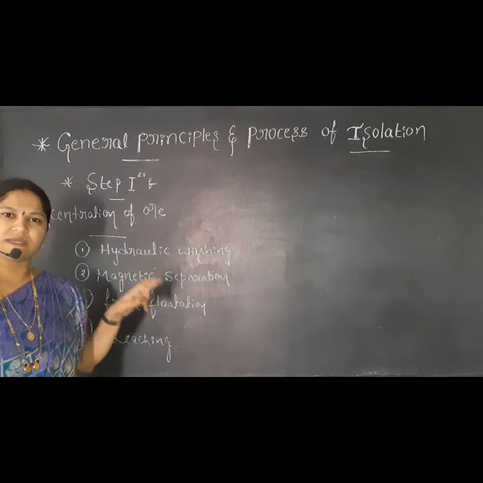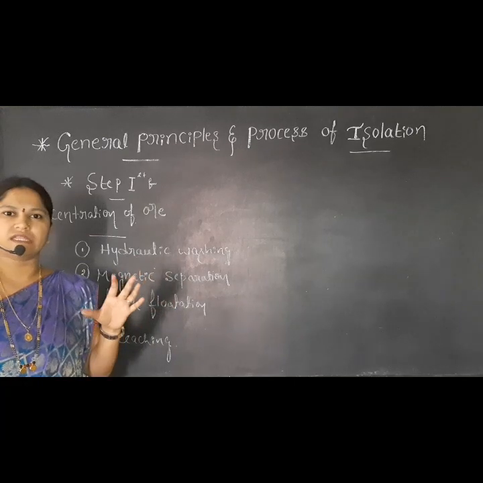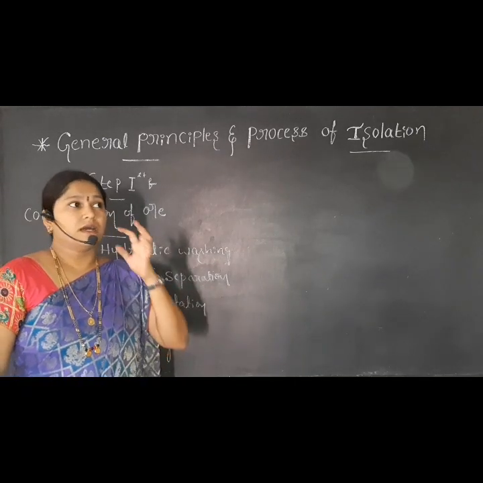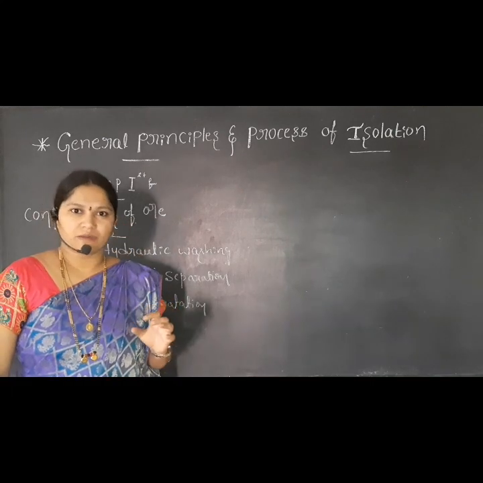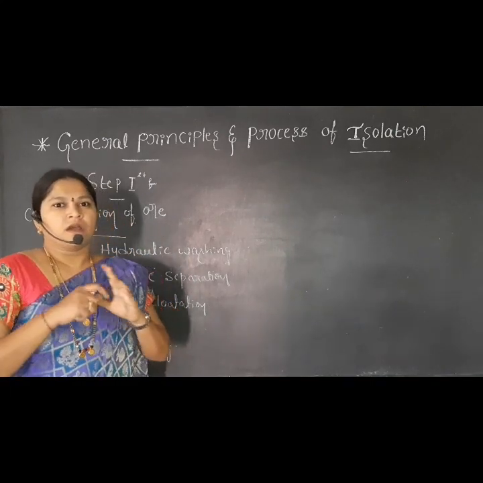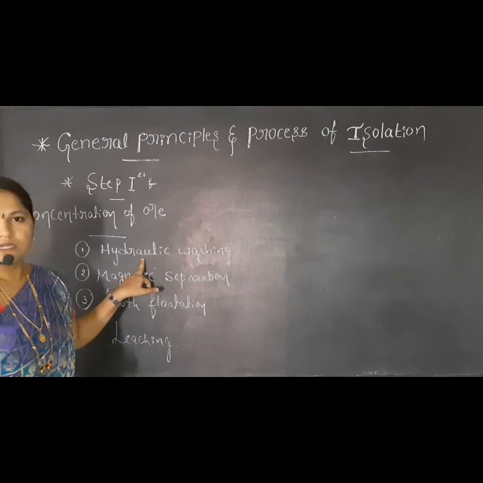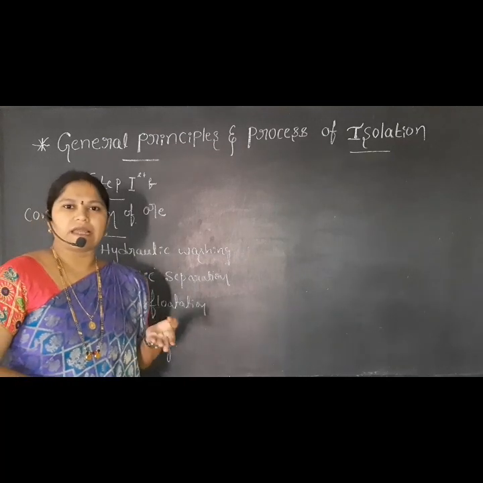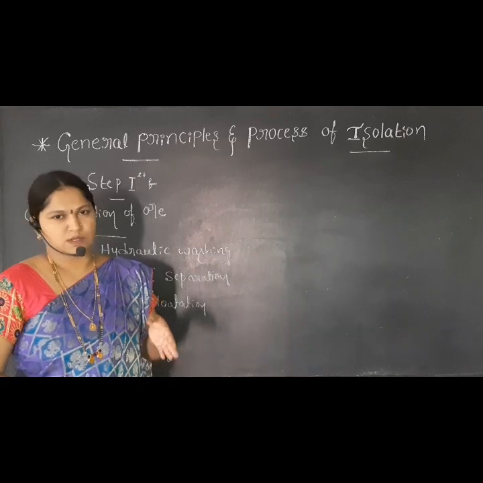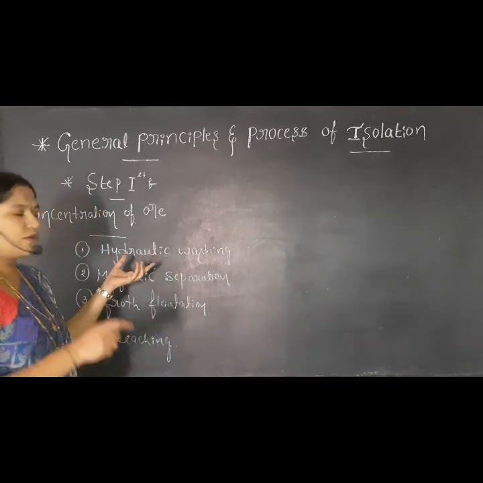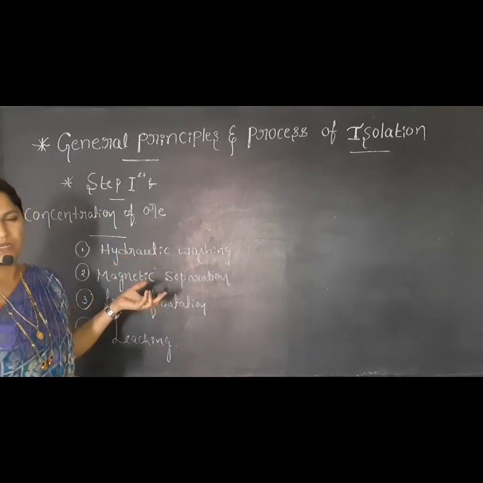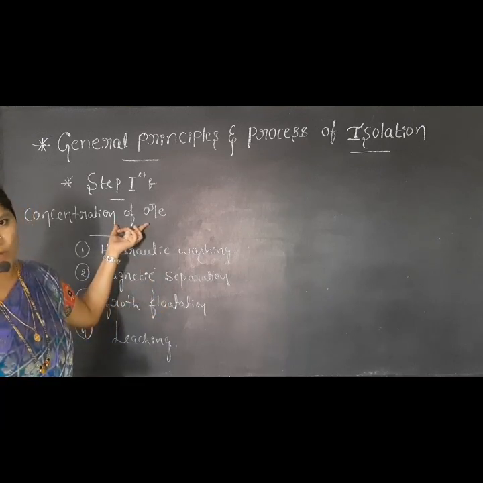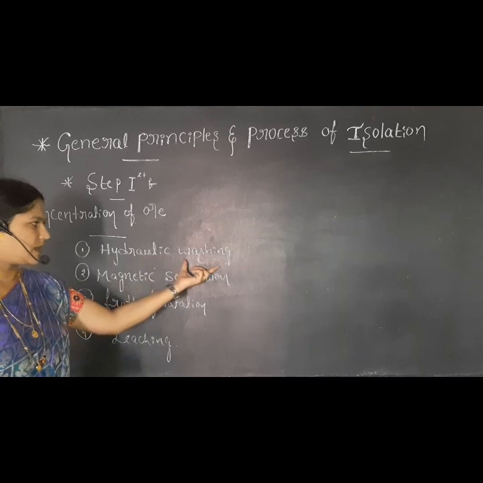Hydraulic washing is based on the principle of difference in the specific gravities of the ore and the gangue particles. Ores containing heavier metals can be concentrated with this method, because gangue particles are lighter than the ore particles. On the basis of this difference in specific gravity, with the help of a water wash, we can remove the unwanted impurities.